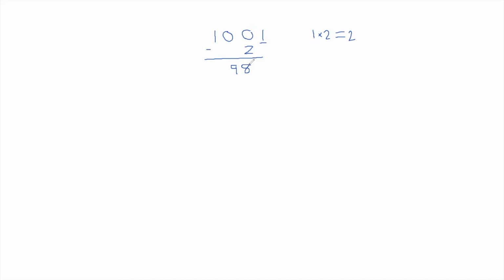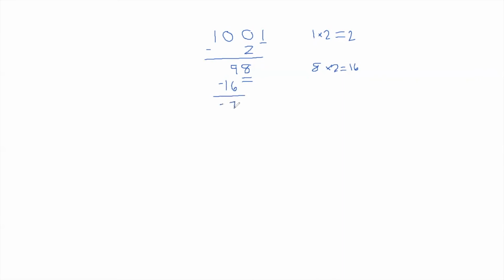But if you don't know that 98 is a multiple of 7, no worries. We can just do this trick again. We're taking now the last digit as 8. 8 times 2 is 16. So we're subtracting 16 from 9 and getting negative 7.